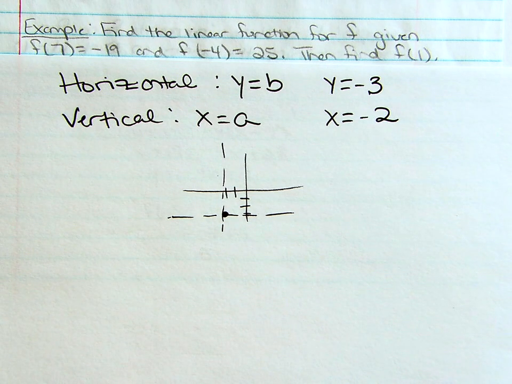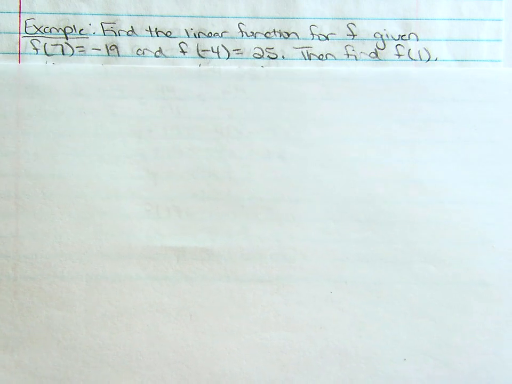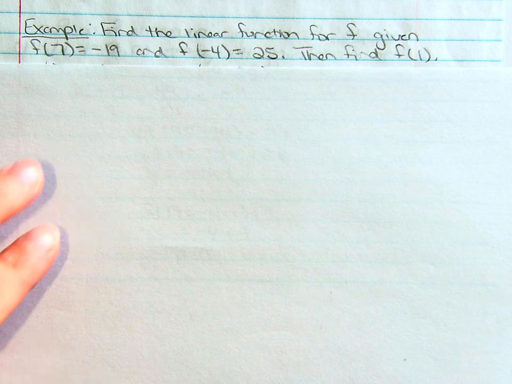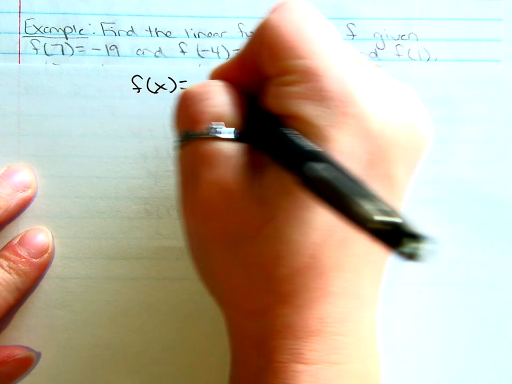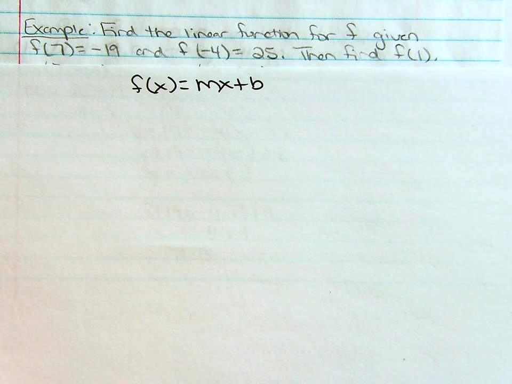Let's do another problem. We're going to find the linear function for f, given that f of 7 is -19 and f of -4 is 25. So it wants the linear function, and it wants you to find f of 1. Now, it makes it look and sound a whole lot scarier than what it actually is. Okay? The linear function is what we talked about on Wednesday. That's f of x equals mx plus b. It's our slope-intercept form of a line. That's all the linear function is.